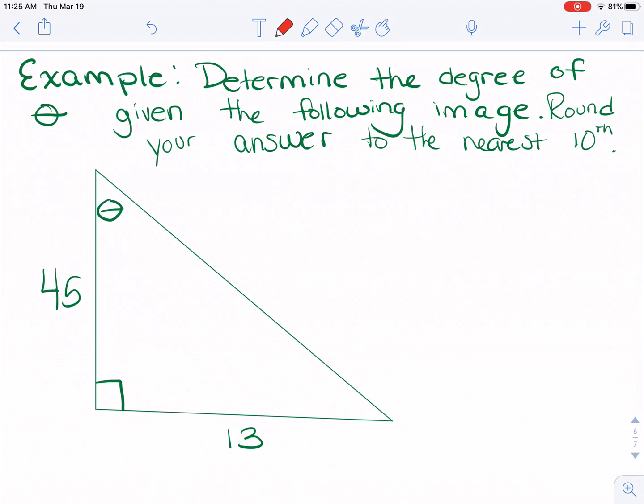Determine the degree of theta given the following image. Round your answer to the nearest tenth. The first thing that I recognize is that I'm given a right triangle. Awesome. That means I can apply these tangent relations. And I'm solving for theta. I don't know what the degree is. I don't know what the angle is. So I'm most likely going to use inverse tangent. Well, what we already know is that the tangent of theta is equal to the opposite over adjacent. In this problem, the opposite over adjacent is going to be 13 over 45.